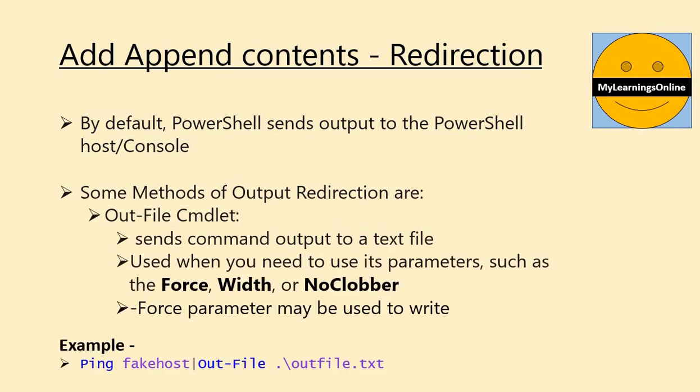We can use the Out-File command to redirect output to a text file. The Append parameter is used to add contents or output to an already existing file. The Force parameter is used to write contents to an already existing read-only file. In this example, we are trying to add output of a command to a text file.